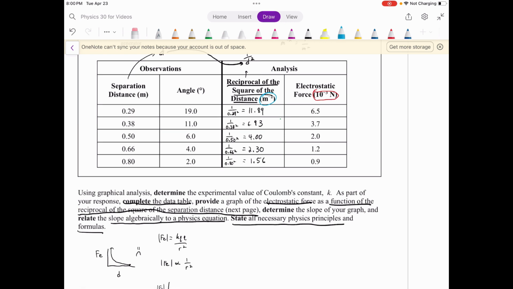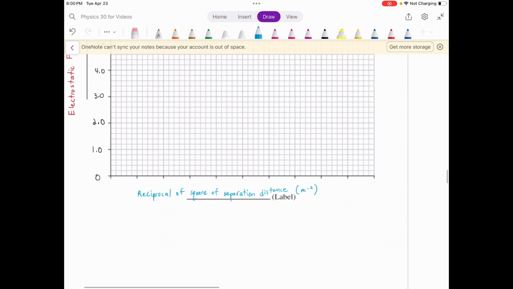Now, on our x-axis, here is what we're working with once again, right? We're not plotting as a function of r, we're plotting as a function of 1 over r squared. So these are the x values I'm working with. So I need to go from 0 up to about 12. Let's plan that out a bit.